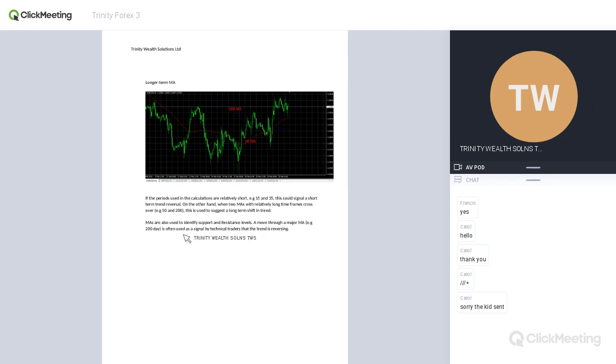So MAs are also used to identify support and resistance levels. A move through a major MA, like the 200-day MA, is often used as a signal by technical traders that the trend is reversing. Let's just see on our screen what that is all about.